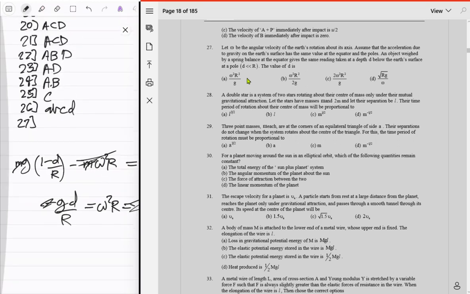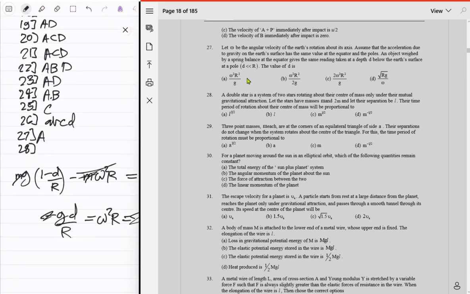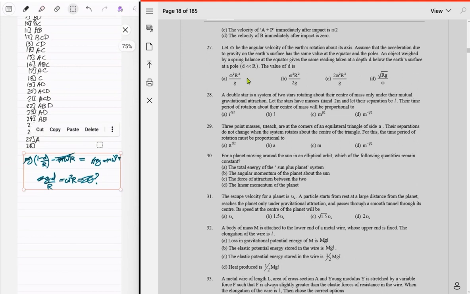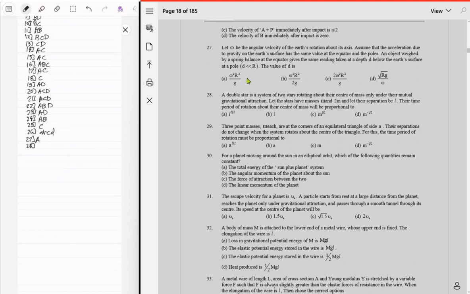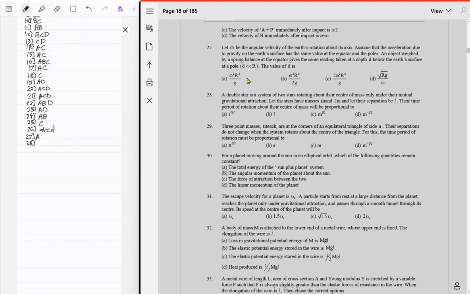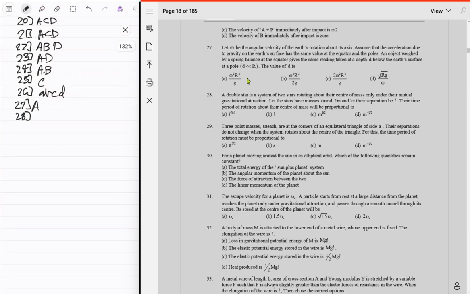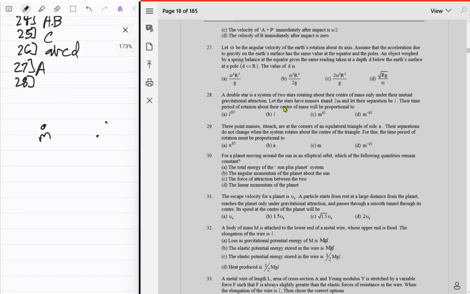Next question, 28. Okay, a double star is a system of stars with masses m and 2m, separation L. The time period of the rotation about the center of mass will be proportional to what? Masses m and 2m, center L.